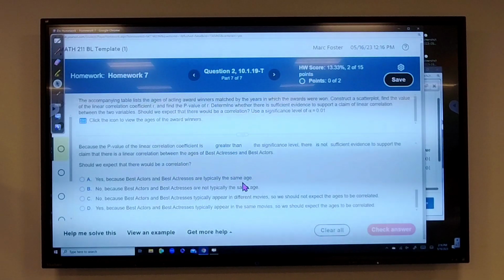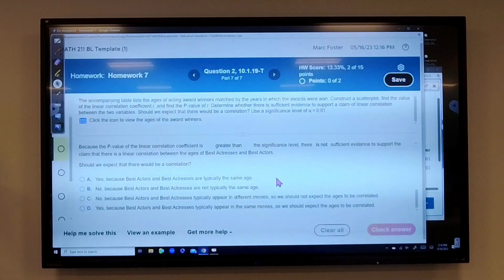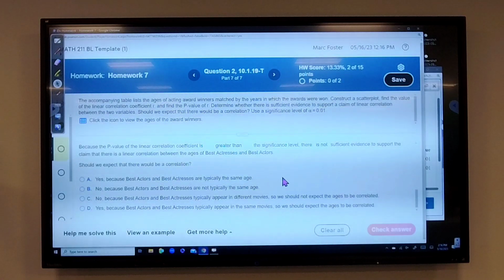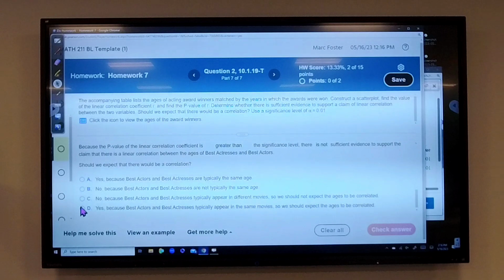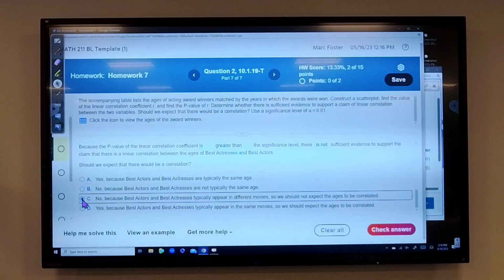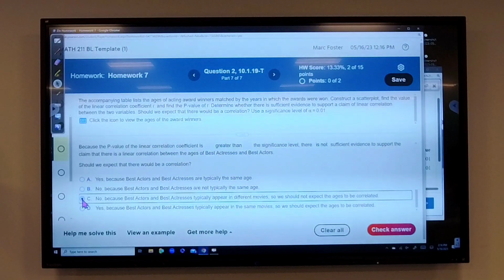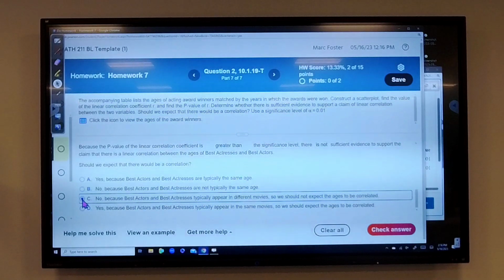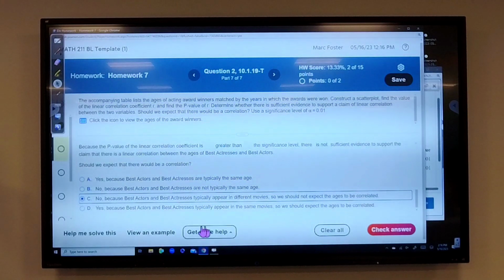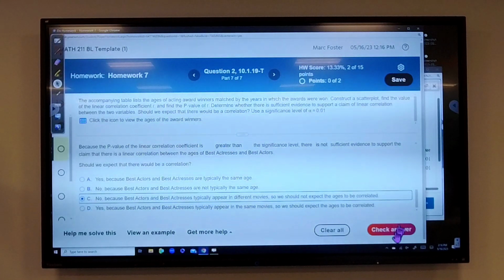Should we have even expected one? No, just like we talked about earlier, they appear in different movies. We shouldn't expect their ages to be correlated.